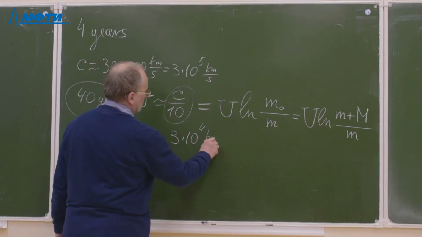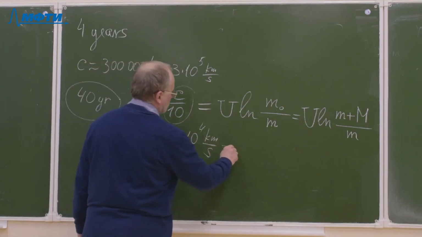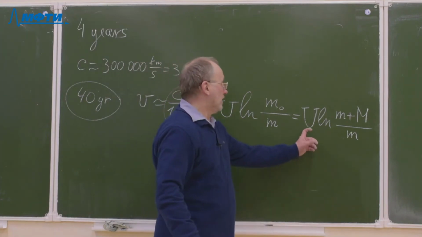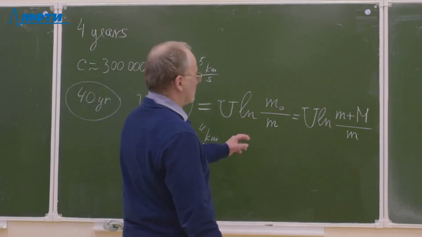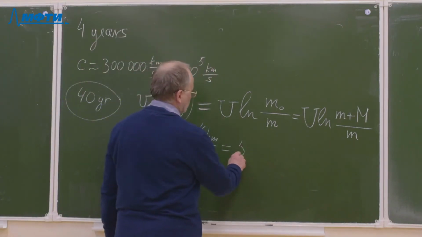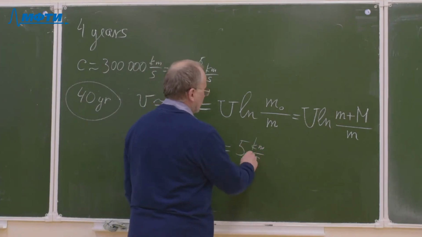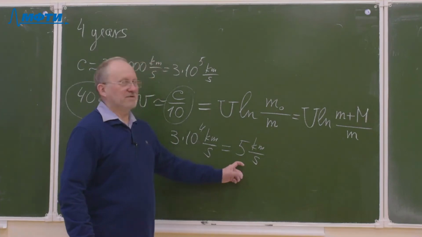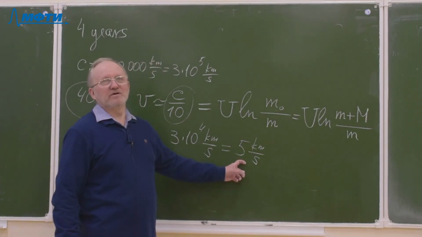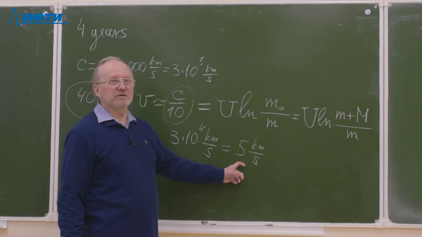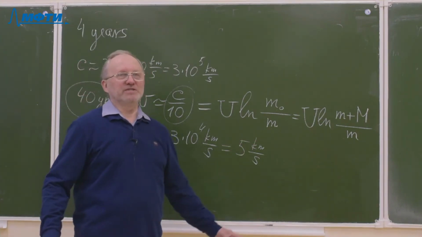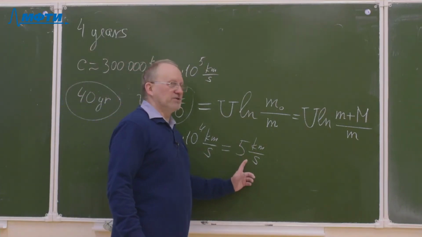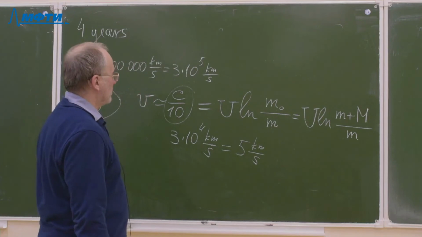Okay, so 1/10 of the velocity of light is about 3 × 10⁴ kilometers per second. That will be the final velocity of our spaceship. And the velocity U, the chemical reactions used in fuel can produce velocities up to 5 kilometers per second, even less. This is the upper limit for the velocities in chemical fuel. Actually, the velocity is just somewhat less than that. But we put it as the maximum possible, which can be achieved when we use chemical reactions, chemical fuel.